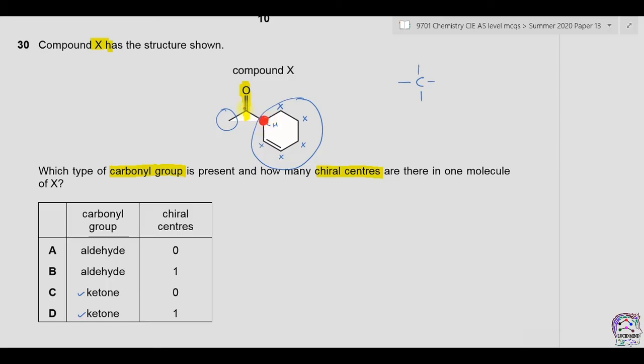This carbon has a double bond with oxygen, so it is not chiral. This carbon has 3 hydrogen atoms, so it is also not chiral. So there is only one chiral center present. So the answer should be D.